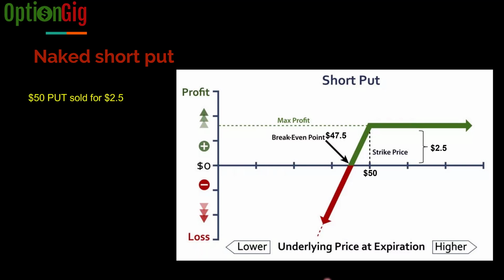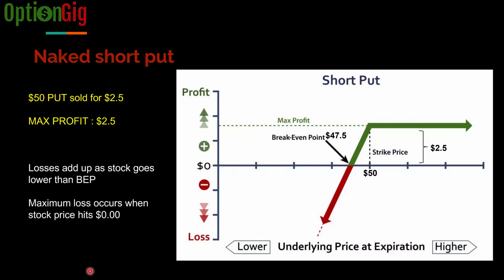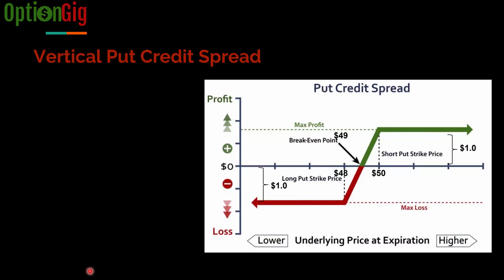In this example, the put was sold for $2.50. Your maximum profit is that $2.50, but your losses add up as the stock goes lower than the break-even point. So maximum loss will occur when the stock price becomes zero. I think that's pretty clear.